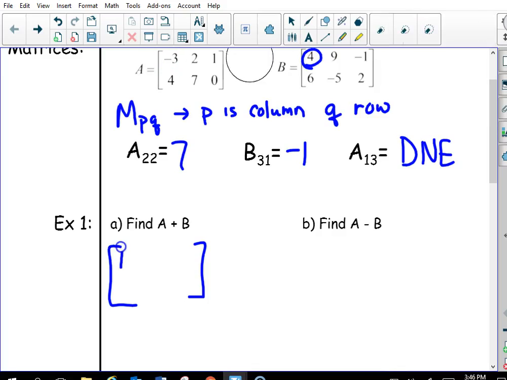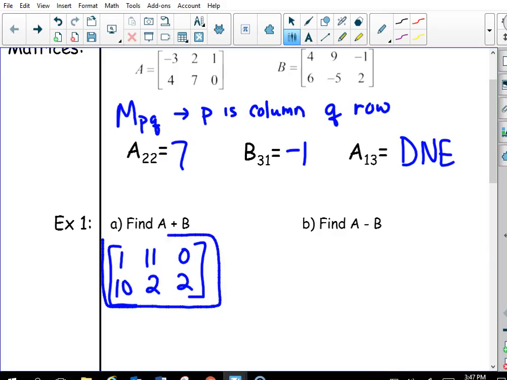And moving along to the next one, 2 plus 9 gives me 11. I'm going to stop circling them because I hope you can see where I'm getting my numbers from. 1 plus a -1 gives me 0. Moving down to the second row, 4 and 6 is 10. 7 and -5 is 2. And 0 and 2 is 2. Okay. Addition is pretty easy to just kind of eyeball it.